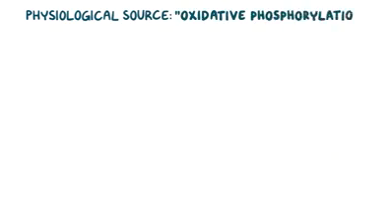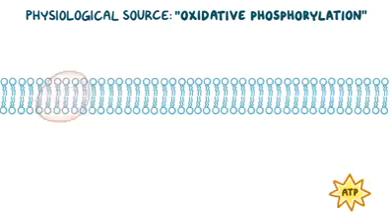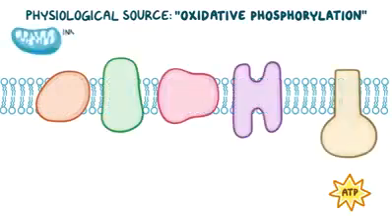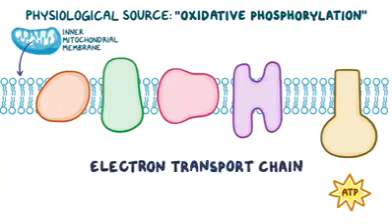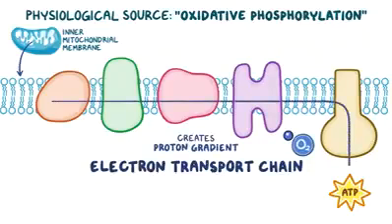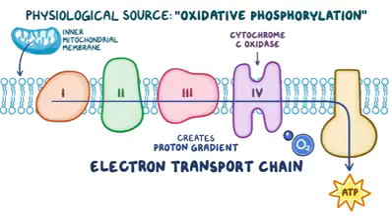A major physiological source of free radicals is cellular respiration, which is also called oxidative phosphorylation. Oxidative phosphorylation is the process of making ATP by donating electrons to complexes embedded within the inner mitochondrial membrane. Together they form the electron transport chain, which passes electrons from complex to complex, and finally to oxygen, creating a proton gradient that will be used to make ATP. The final step of this process involves a molecule called cytochrome C oxidase, sometimes known as complex 4, which transfers electrons to oxygen.